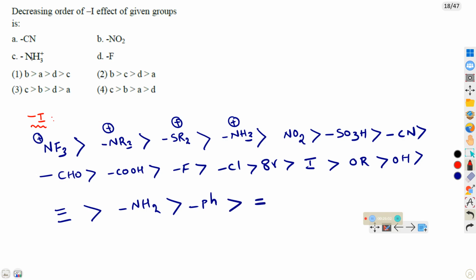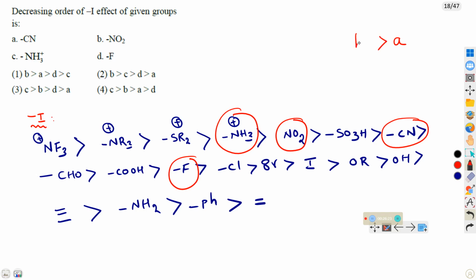Here what is given? CN is given. This is CN. Okay. NO2, NH3 plus and fluorine. So CN is A, NO2 B, NH3 plus C, fluorine D. C greater than B greater than A greater than D. Fourth option.